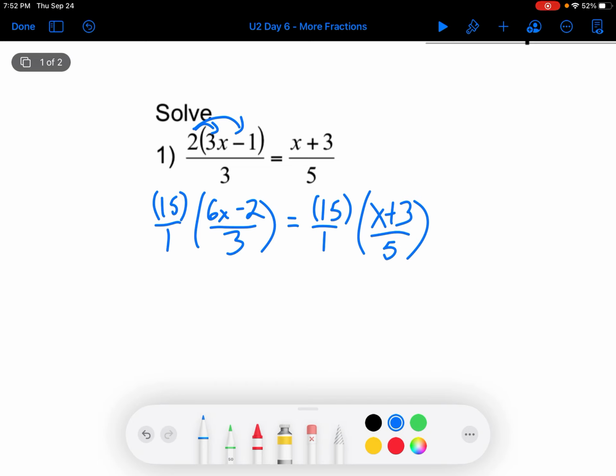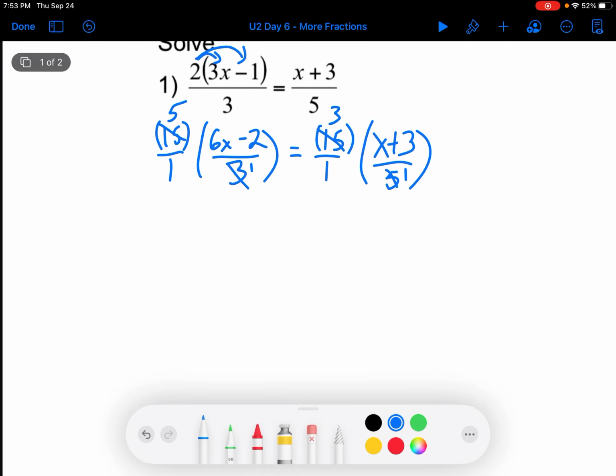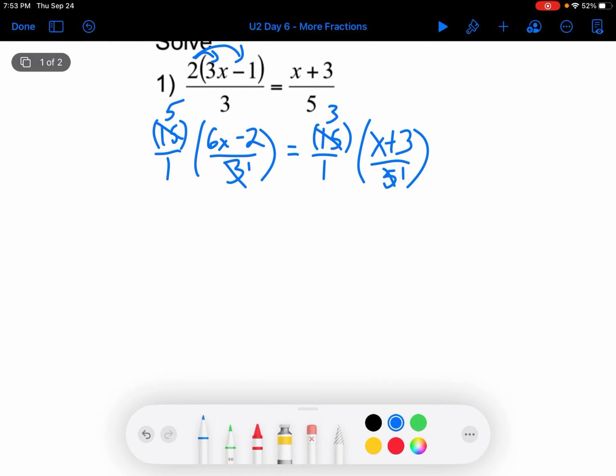Well, now we can do 15 divided by 3 and get 5. So I get 5 and 1. I do 15 divided by 5 and get 3. So I get 3 and 1. Now I've got 1's on the bottom, and dividing anything by 1 doesn't change it, so we can actually get rid of the bottom of this fraction.